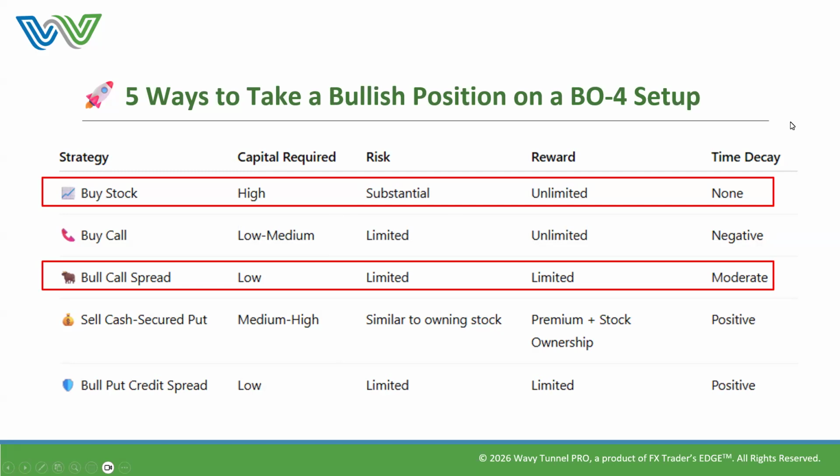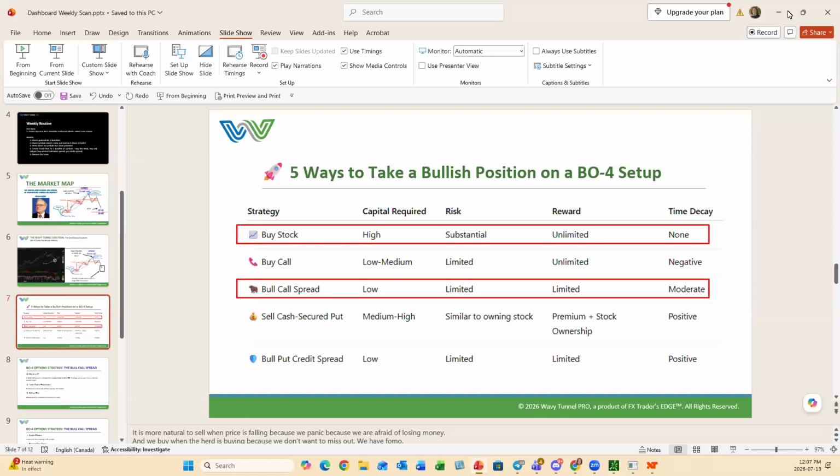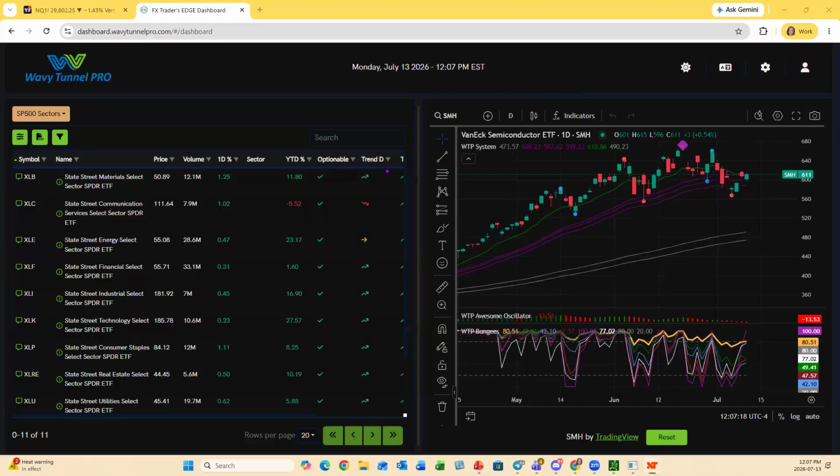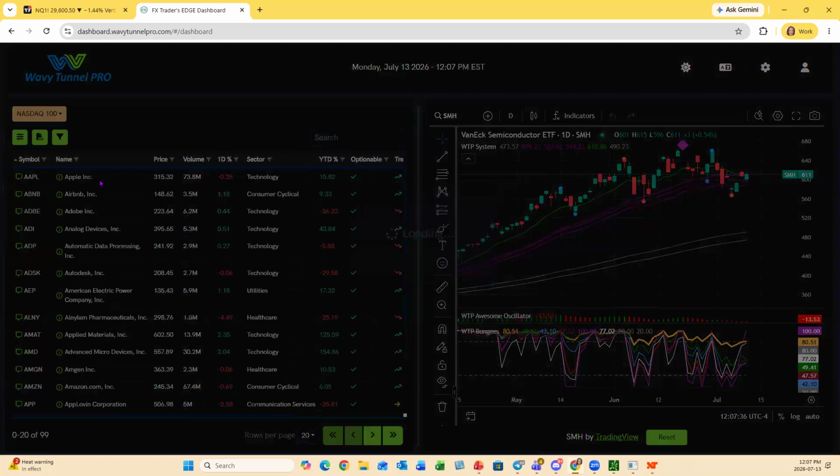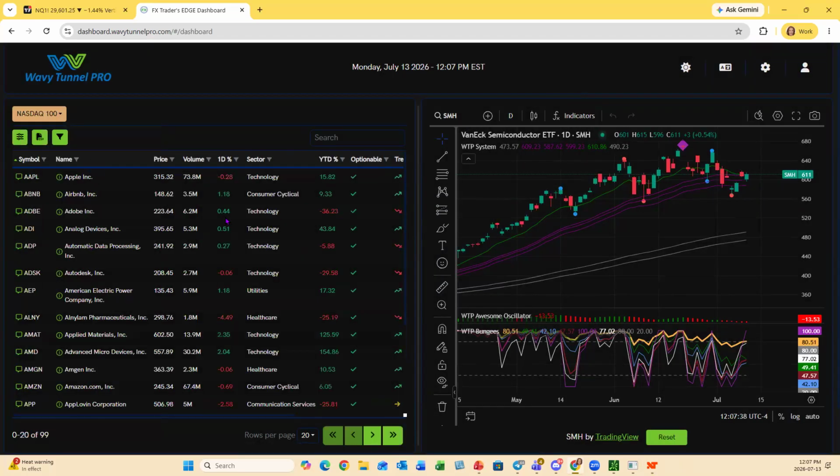All right, let's get to the dashboard scanner now. I wanted to start on the ETF. So this, if you just click on here, you can sort by NASDAQ stocks, S&P stocks, S&P 500 sectors. So for example, if we go to NASDAQ, these are the NASDAQ 100.